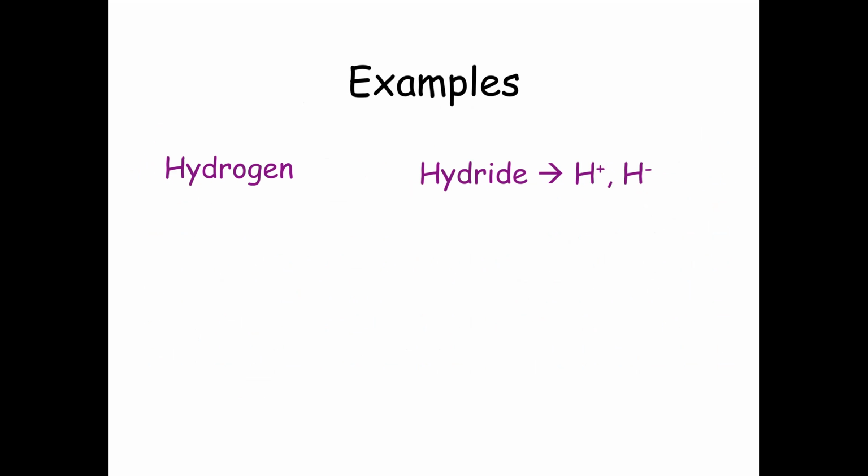Hydrogen is going to become the hydride ion, and it could either be a +1 or a -1. Chemists generally don't like the number 1, so if you see a plus or minus, it's plus or minus 1. You'll notice that I changed the name to -ide. When it's an ion, it's going to end in -ide. So hydrogen will become hydride.